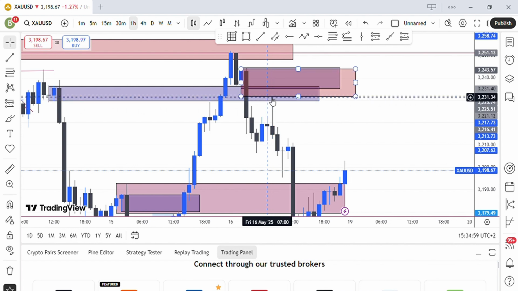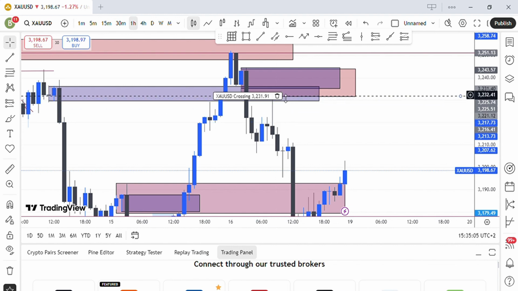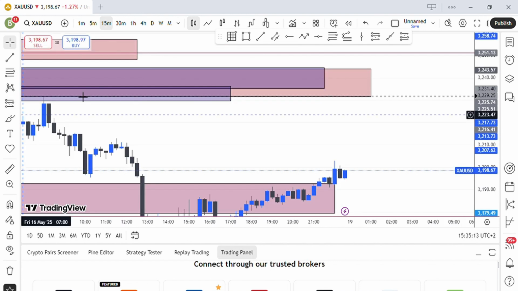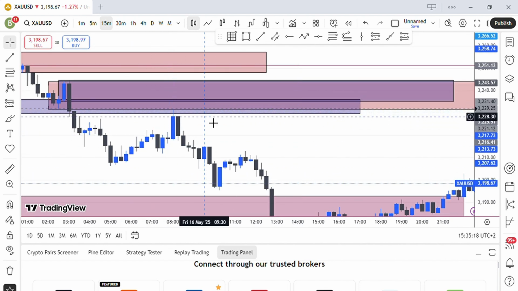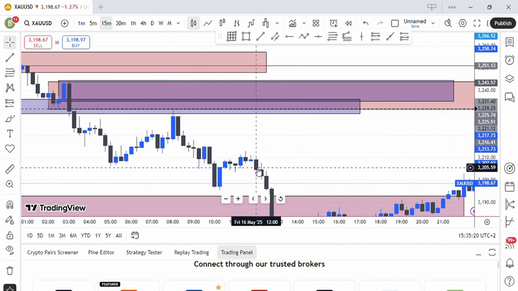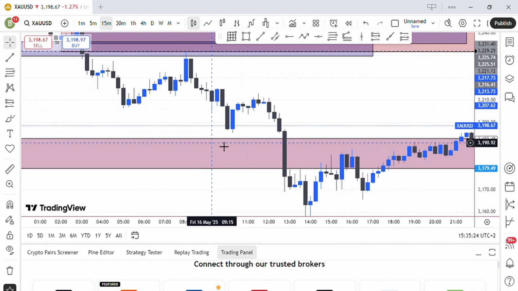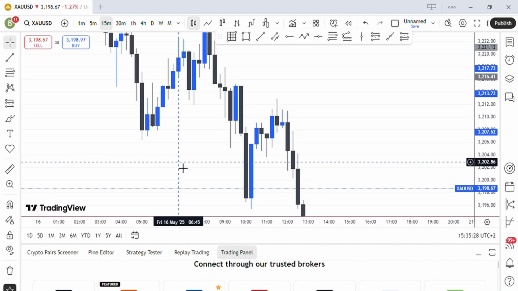I saw this rejection, but I said I'm not going to jump into the trade. I'm just going to wait for price to come into my area of interest, and then I'll take a trade from there. I don't want to jump into trades. As you can see, that's not what happened. Price tapped into that area, and then price sold off, going straight to my TP where I was targeting.